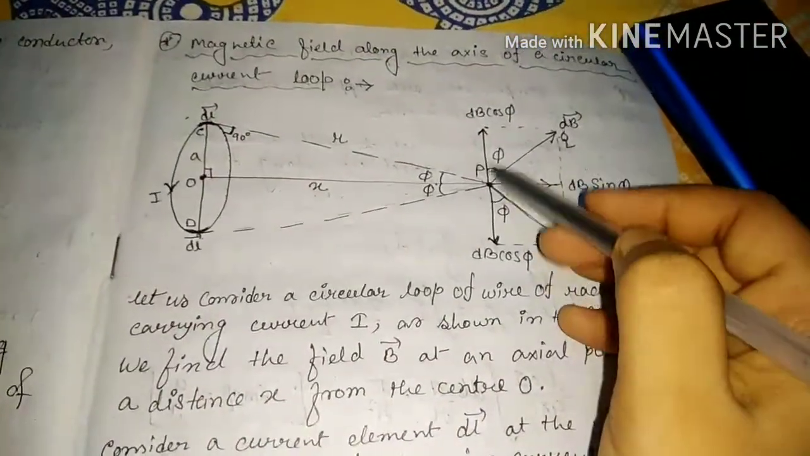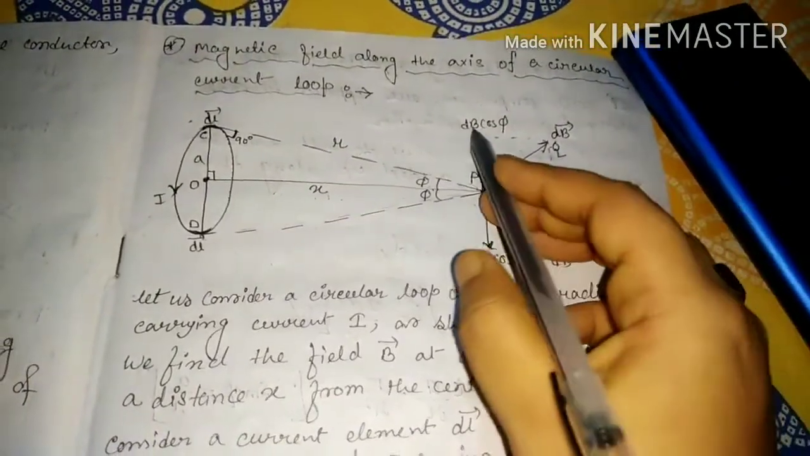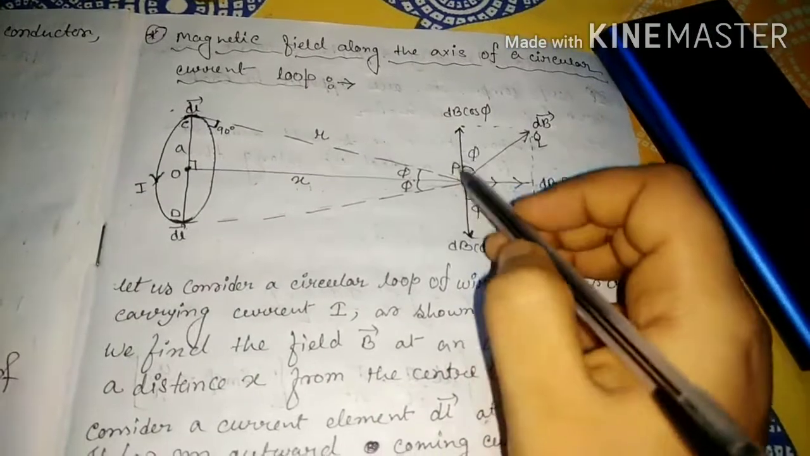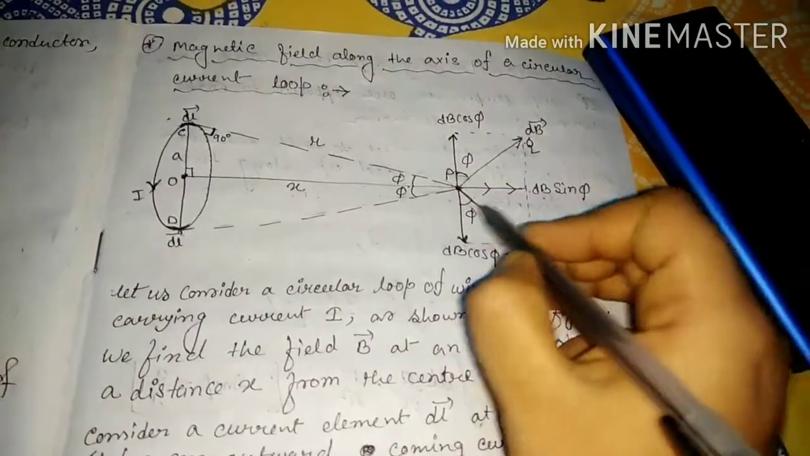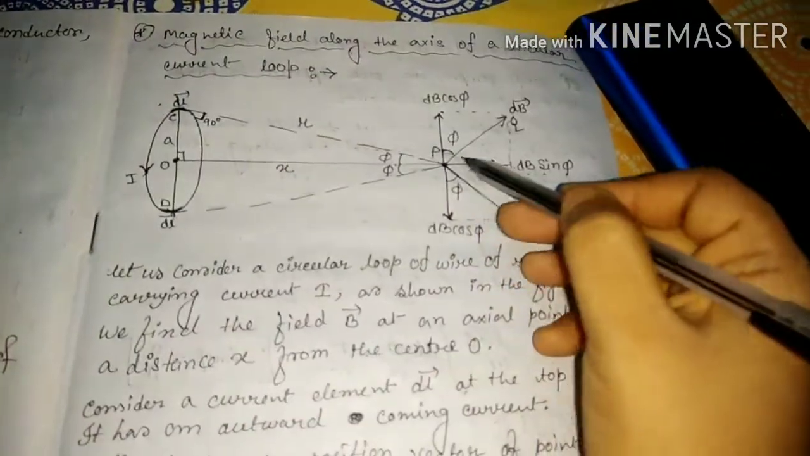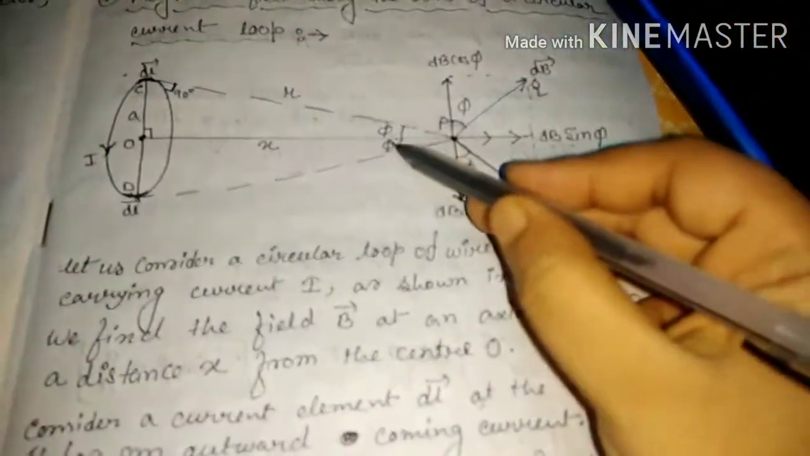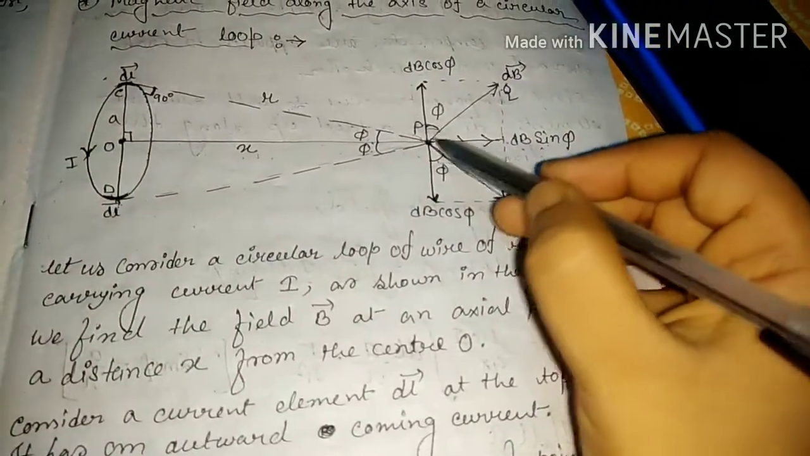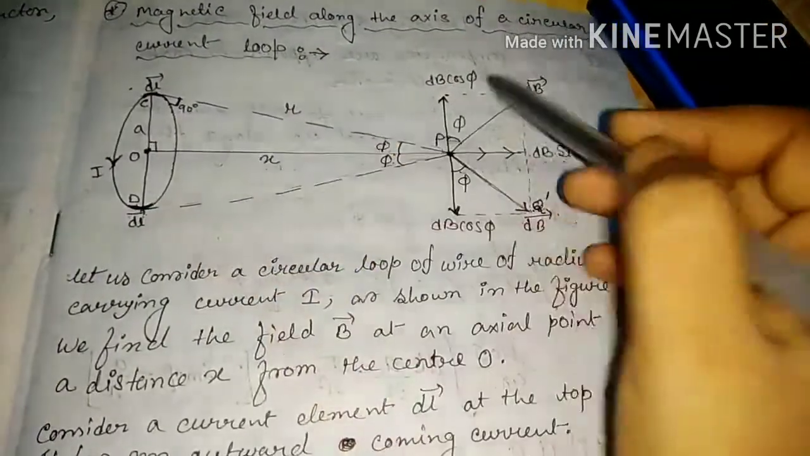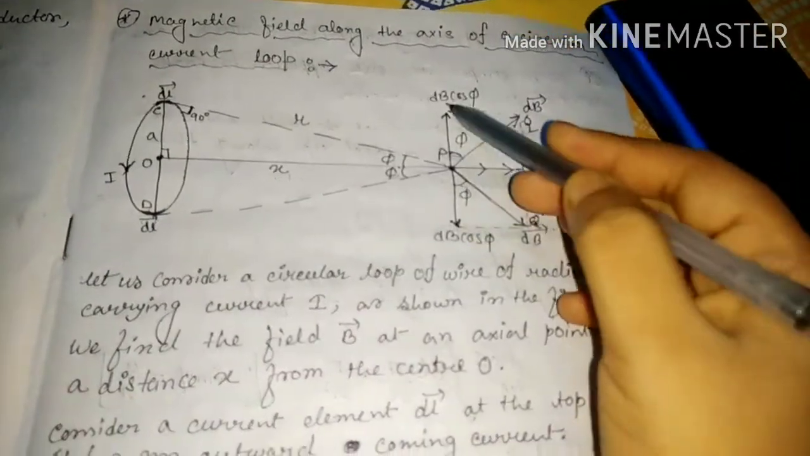Now dB can be resolved into two components as per the vector addition law: one is a vertical component and one is a horizontal component. Because this angle is phi, the vertical component is dB cos phi and the other is dB sin phi. Same here, if you consider the current element at the bottom, you get dB in this direction. This dB also resolves into two components: dB cos phi, because this angle is also phi, and dB sin phi. From here you see that for both current elements, the dB cos phi components are in opposite directions, so these two cancel each other.